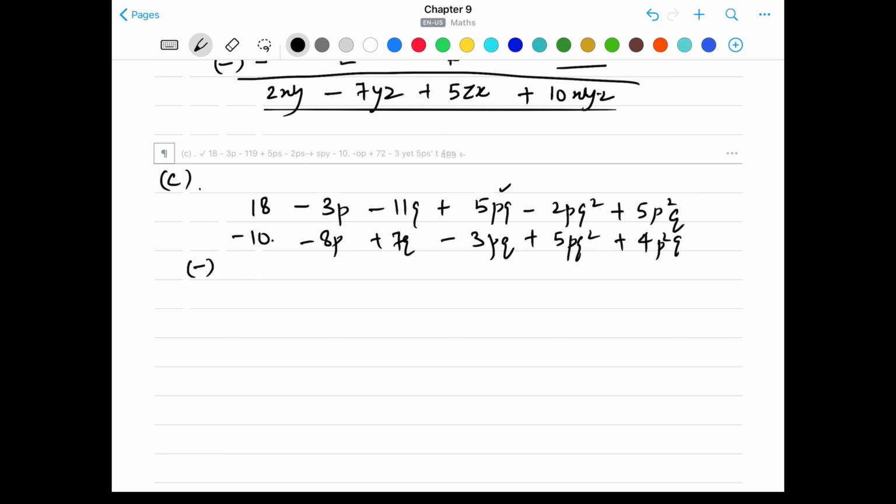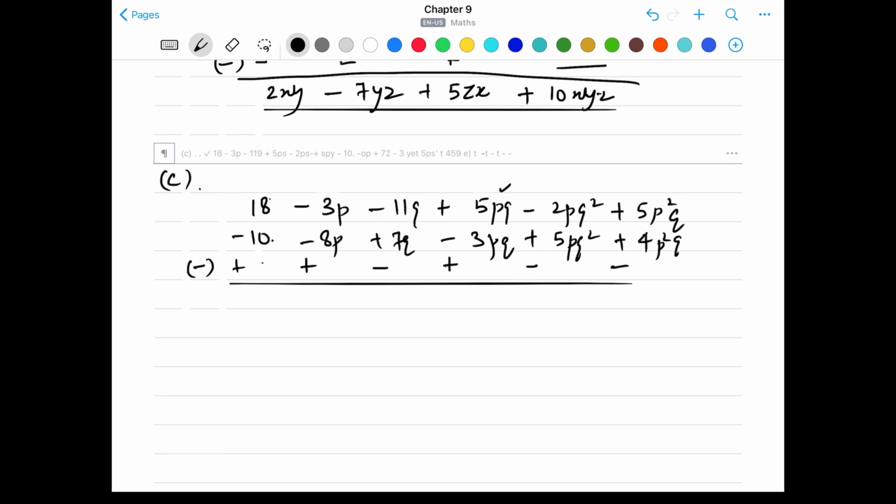Okay, as we are also subtracting here, we are going to reverse all the signs. This minus will be changed to plus, this will be changed to plus, this minus will be changed to plus, plus will be changed to minus, and again plus will be changed to minus. Okay, now we are going to subtract them.